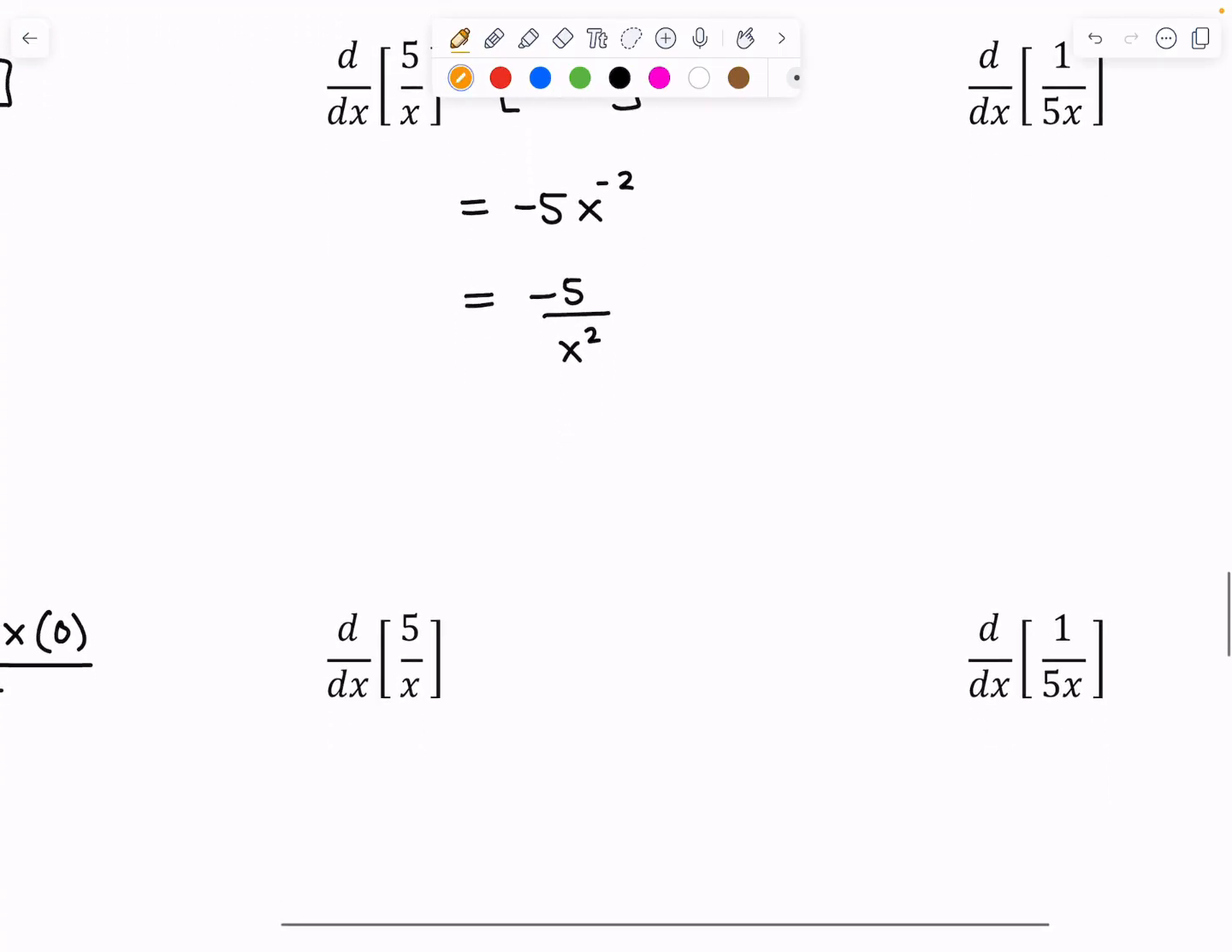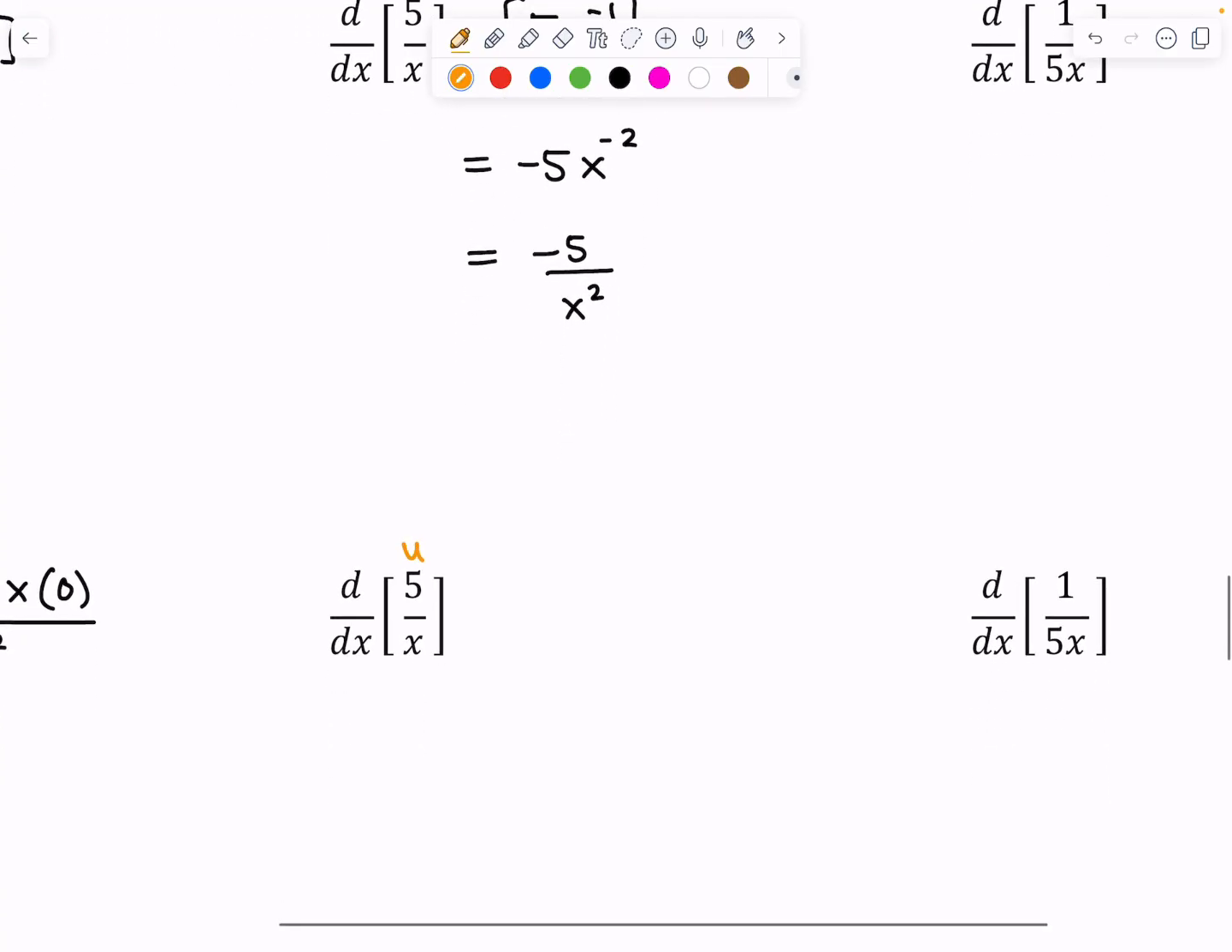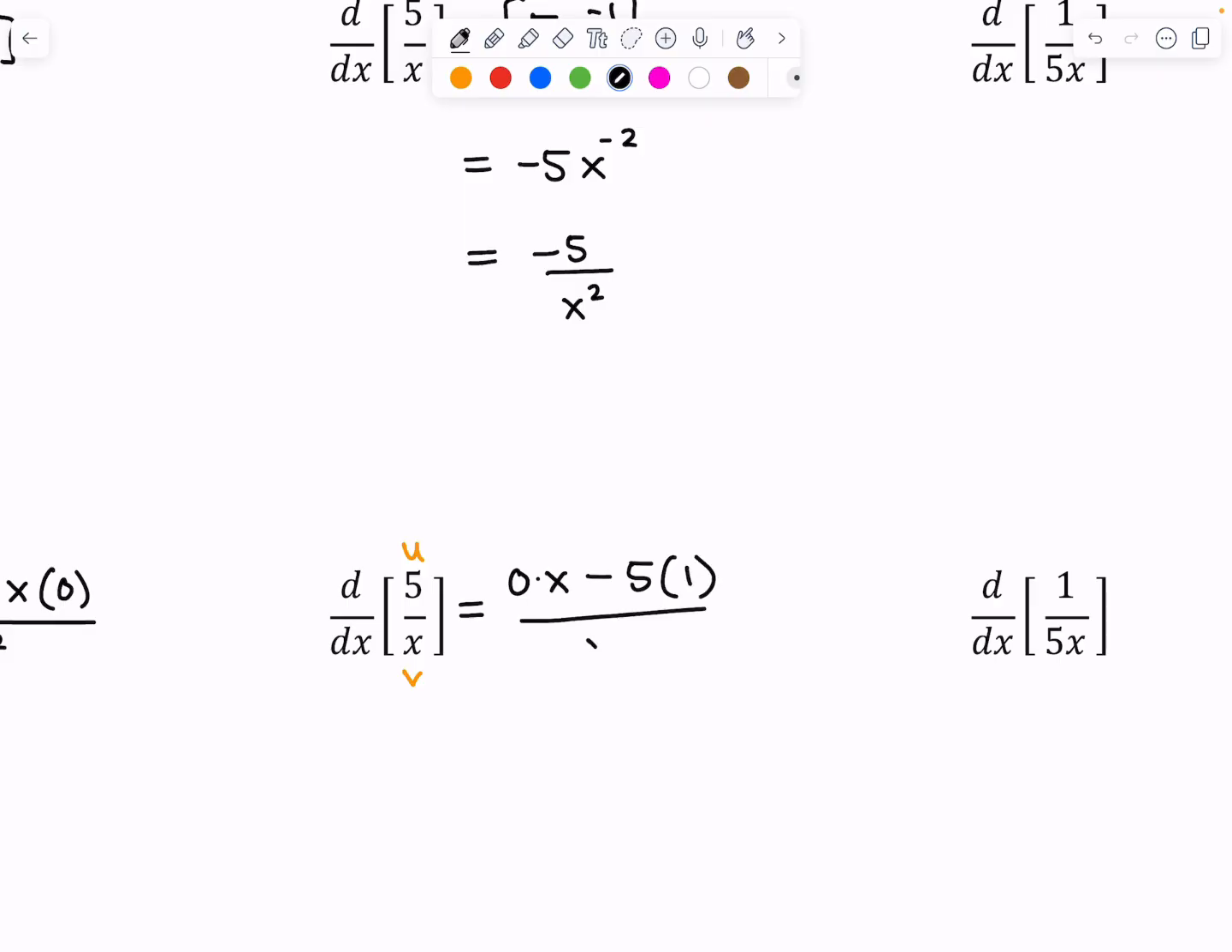But let's confirm this answer by employing the quotient rule. U will be the 5 and v will be the x this time. And the quotient rule gives us the derivative of u, the derivative of 5 is 0, times the denominator, minus the numerator, times the derivative of the denominator, and the derivative of x is just 1, all over the denominator squared. Of course, this term here is 0, so we just get minus 5 over x squared. The same answer we got before, and arguably just as easy.